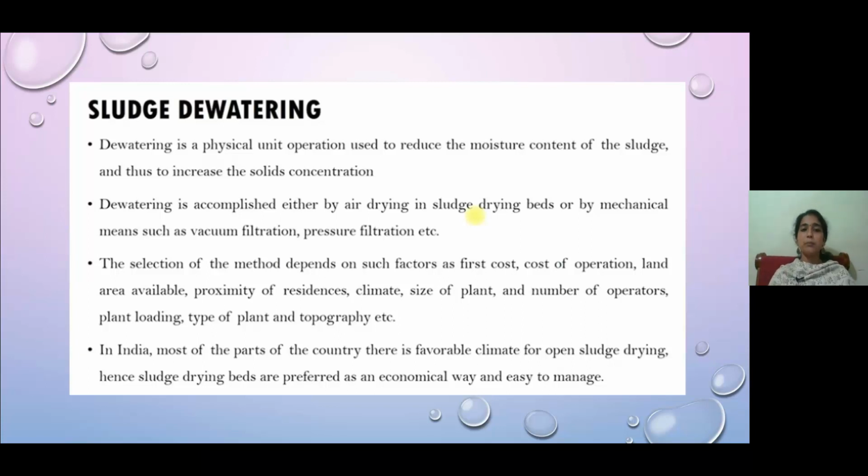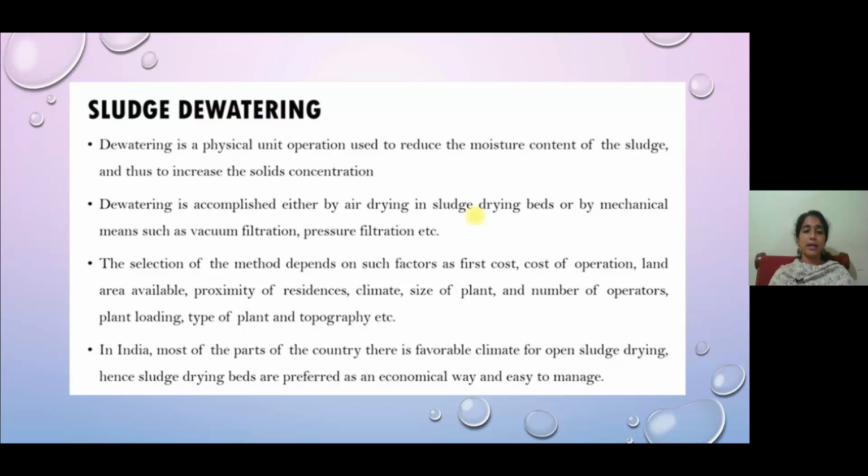Dewatering is accomplished either by air drying in sludge drying beds or by mechanical means such as vacuum filtration and pressure filtration, etc. The selection of the method depends upon factors such as cost and cost of operation, land area available, proximity of residences, climate, size of the plant and number of operators, plant loading, type of plant and topography. If the land available is large, then we can adopt sludge drying beds, because the area required for sludge drying beds is very large.